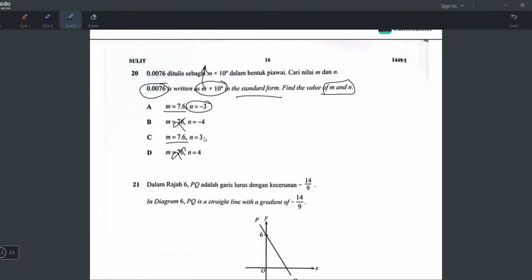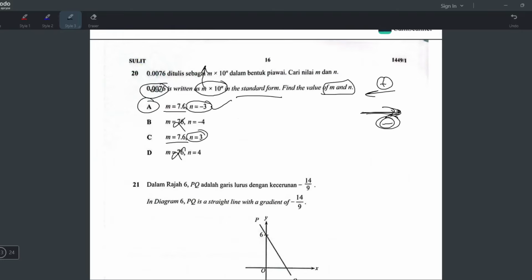So is it negative 3 or 3? Okay, very simple. If you're moving to the left, the power must be added. Moving to the right, power minus. So if now your point is here, you have to move 1, 2, 3. So you're moving in this direction. So the 10 power n, the n will be negative because you're moving in this direction. So A is the answer.